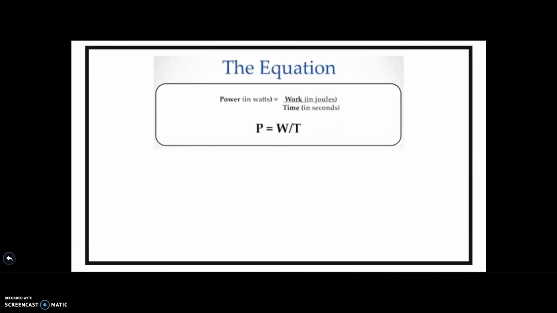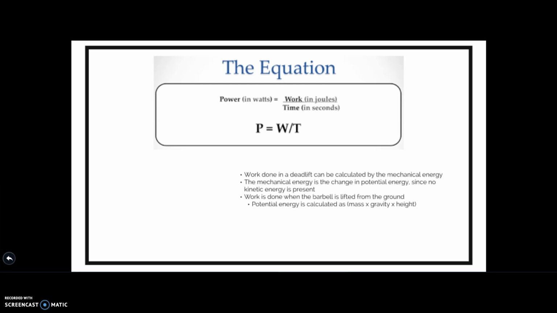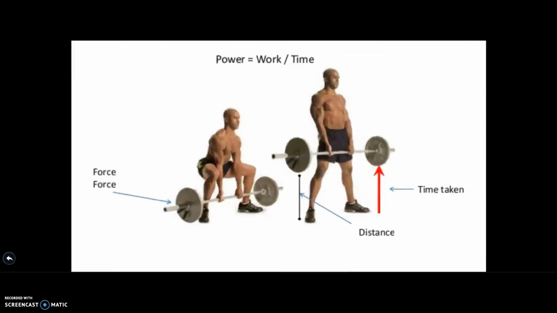Work done in a deadlift can be calculated as a change in the mechanical energy. In a deadlift, the mechanical energy is the change in potential energy, since there is no kinetic energy at the beginning or end of the deadlift. Work is done when the barbell is lifted from the ground, and the potential energy is calculated as mass times gravity times the change of height. So work is being done when the barbell is moving.